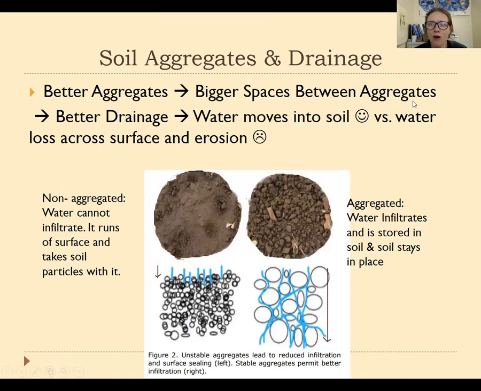Okay, so how does soil aggregation affect drainage? Something I've mentioned a couple of times. Well, basically, the better and stronger the aggregates are, the bigger the spaces between the aggregates are going to be, which is going to facilitate better soil drainage. Sometimes we don't want our soils to drain so quickly that the water moves away from the plant root environment so fast.